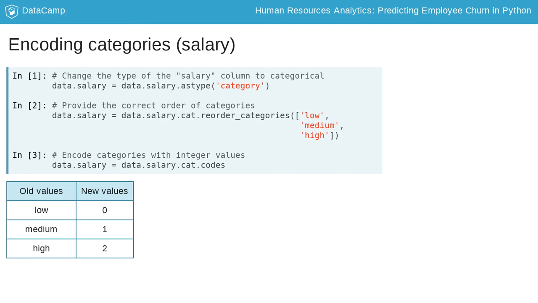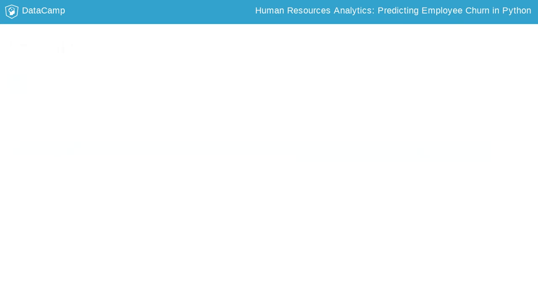Then, once Python knows that it's a categorical variable, we have to tell the correct order of categories using catReorderCategories method. As you can see in the code, this method takes the list as an input where the correct order of categories is provided. Last but not least, we have to use catCodes attribute to encode each category with the numeric value given our order. The result will override the old values of salary column with new numeric values as presented in the table.